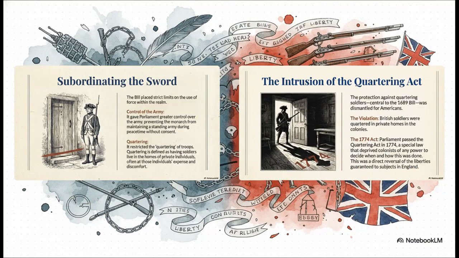And it wasn't just about taxes. The double standard was just as bad when it came to the military. That fundamental English right to not have soldiers forced into your home, completely ignored in America. In 1774, Parliament passed the Quartering Act, which did exactly that. It forced colonists to feed and house British soldiers. It was a total slap in the face, a direct violation of a right they thought was guaranteed.